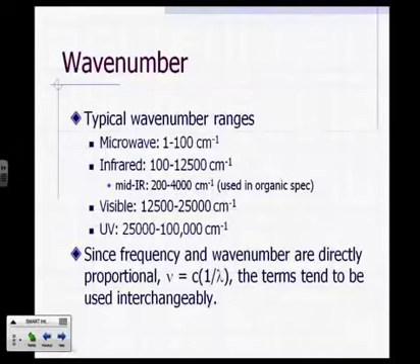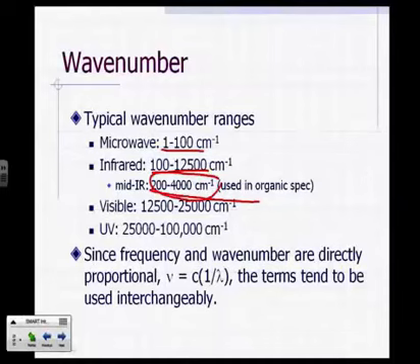All right, so typical wave number ranges: microwaves would be 1 to 100 reciprocal centimeters. These are boundaries that are very easy to remember. Infrared would be 100 to about 12,500 reciprocal centimeters. If you remember your organic chemistry, when you did infrared spectroscopy, the instrument that you use to take an IR spectrum monitors absorptions in the 200 to 4,000 reciprocal centimeter range.